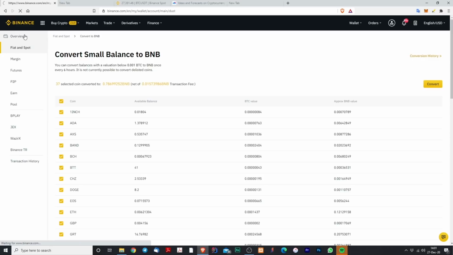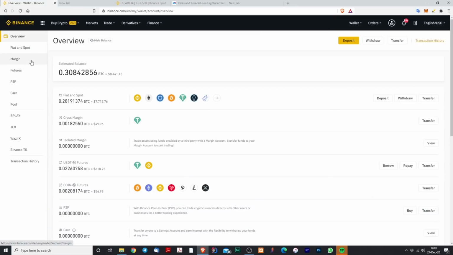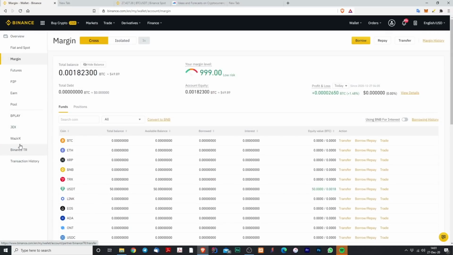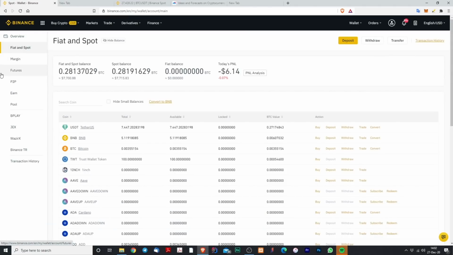Okay, so back to the wallet, to the overview. You also have other things like earn, margin, and futures, and these are just different wallets. They will become more relevant when it comes to trading those kinds of assets. For now, let's just focus on this. And the next thing you want to learn, obviously, is how to deposit.